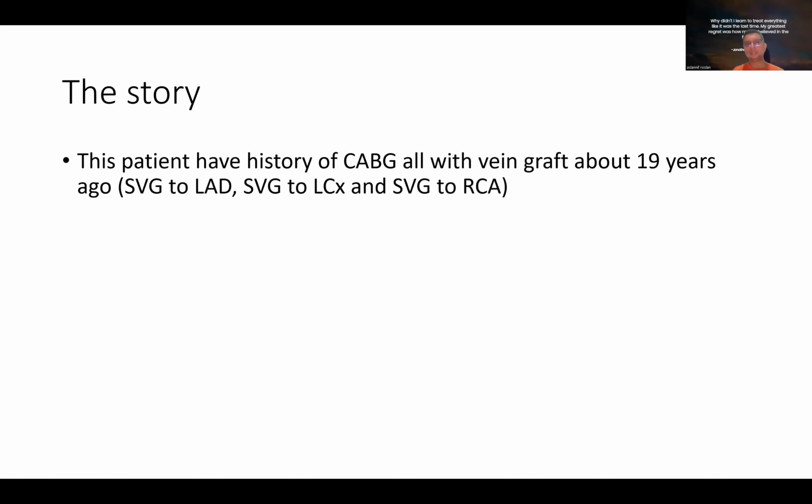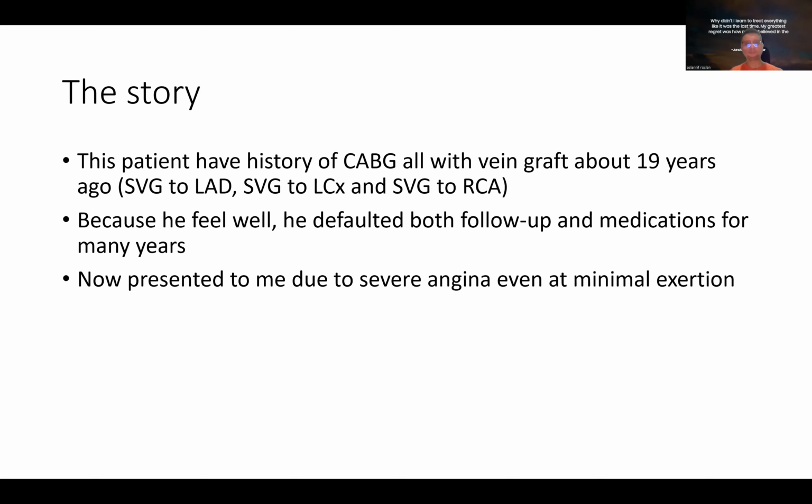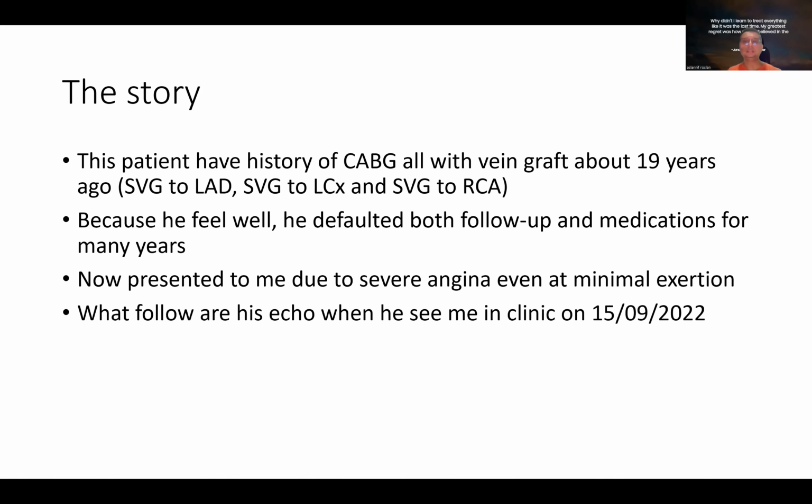So this is a typical case of coronary artery disease. I have a patient with a history of coronary artery bypass graft. He had all vein grafts about 19 years ago. On the left side, he is supported by SVG to LAD and SVG to circumflex. On the right side, he is supported by SVG to right coronary artery. Because he felt well, he defaulted on both follow-up and medication for many years. Now he comes to me in clinic for severe angina, even at minimal exertion.